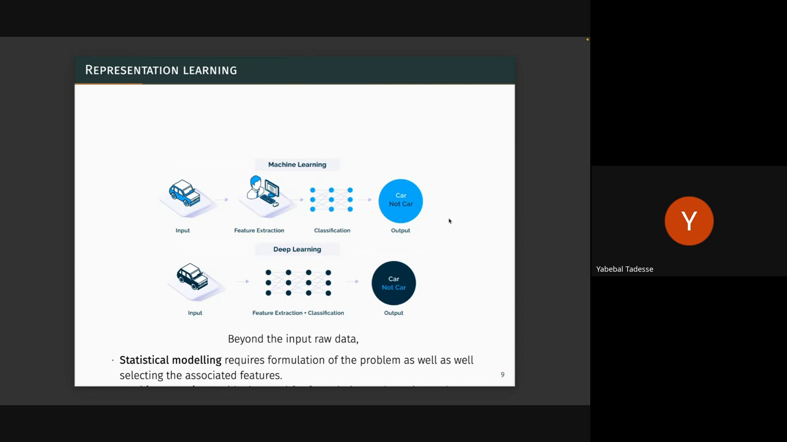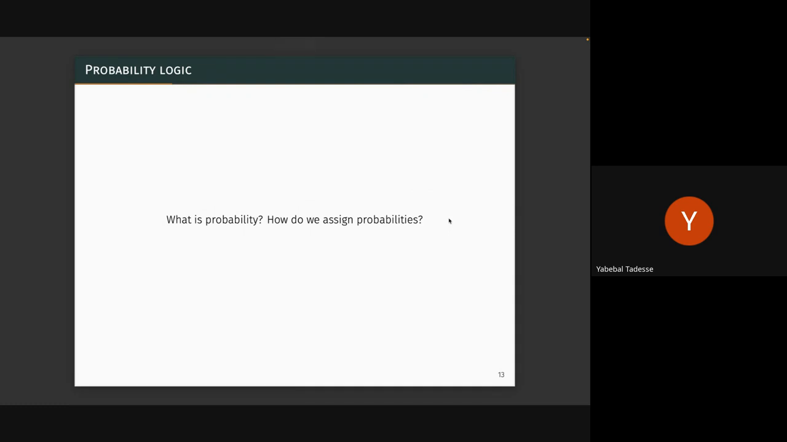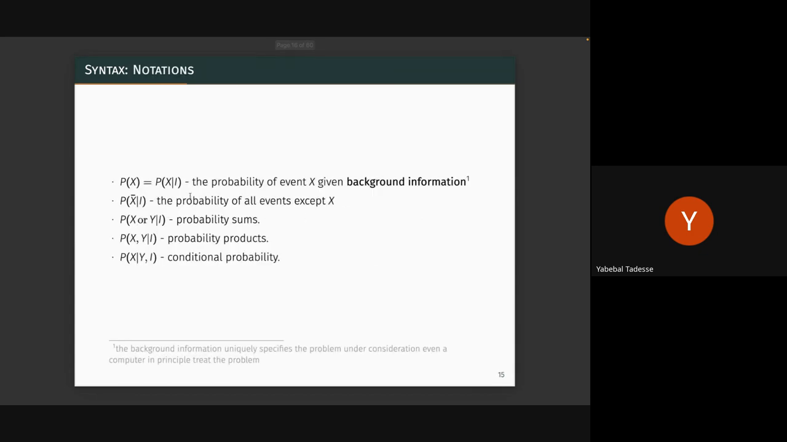So as you can see, it's a very small number of slides, but hopefully you've got the aspects. What I would have liked to cover was, of course, what is probability and how do we assign probabilities? Normally, there are two parts, syntax and semantics. And then the most important part is, of course, these notations, understanding what P(X) is. Whenever you see P(X), X is a random variable, and it's about events, the probability of event X given background information.